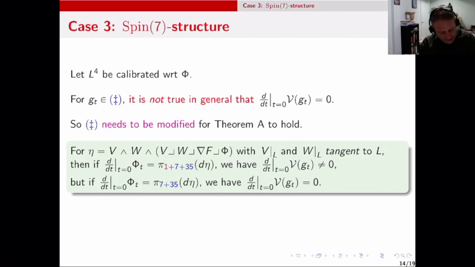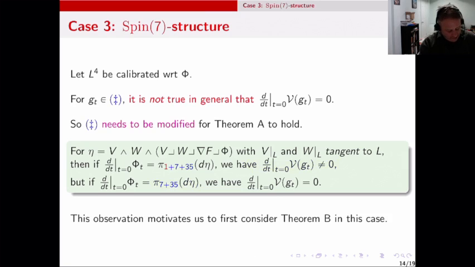However, something really strange happens. If we throw away this one part, the one-dimensional piece, and only project to the 7 plus 35, then it does work. So this is telling us that the right theorem B should be, okay, we take this as our test variation, but we throw away the one part. There's no reason we should throw away the one part except that it doesn't work if we don't throw it away. So we want to do pi 7 plus 35 of something exact. So this observation motivates us to first consider what the right theorem B should be, and from there figure out what the right theorem A should be.